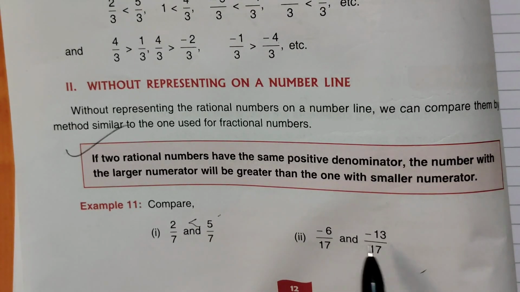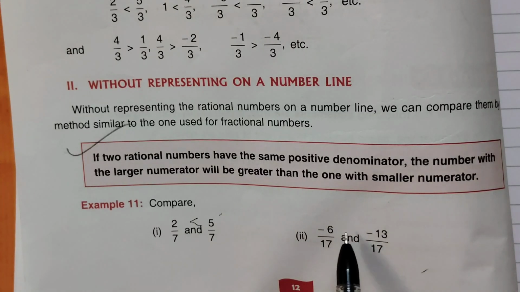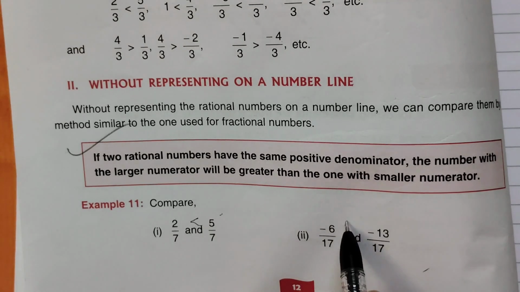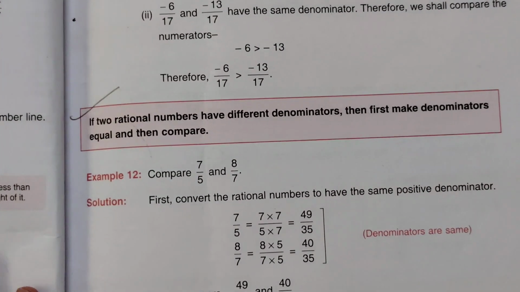In this case, 17 and 17, the denominators are the same. So here we will compare the numerators, minus 6 and minus 13. Who is greater? Minus 6 is greater. So you will put this sign. Minus 6 upon 17 is greater than minus 13 upon 17. Now come to page number 13.